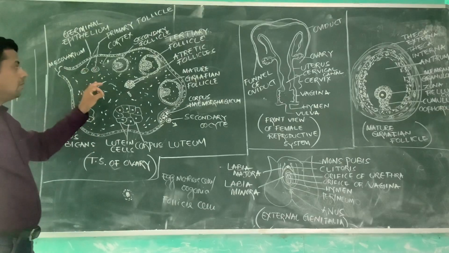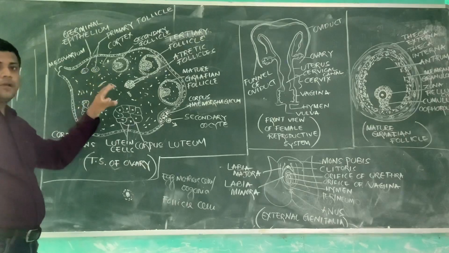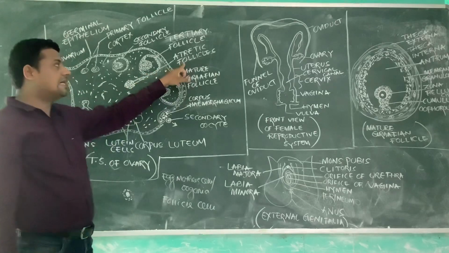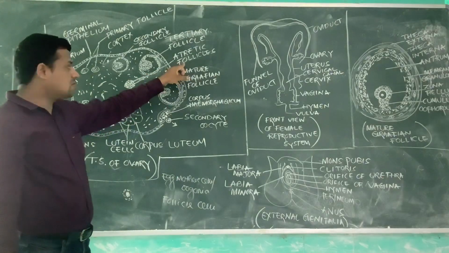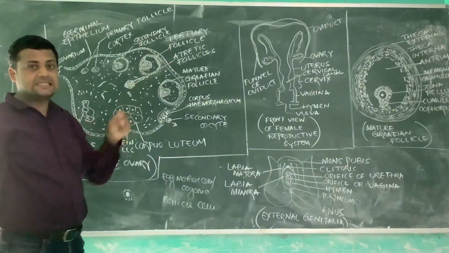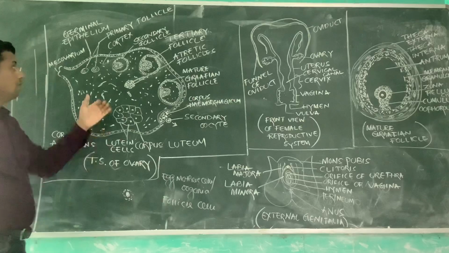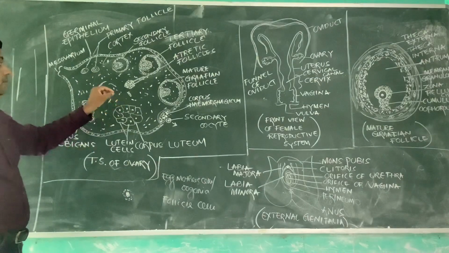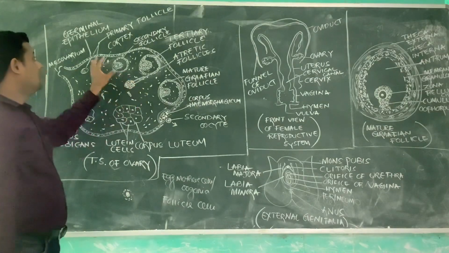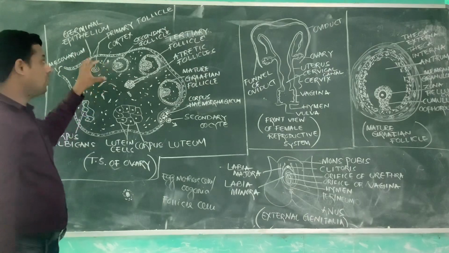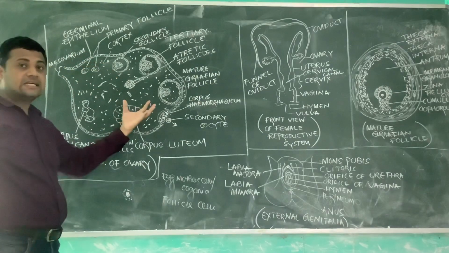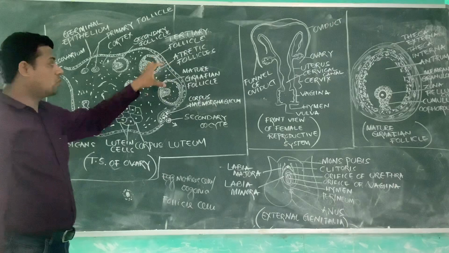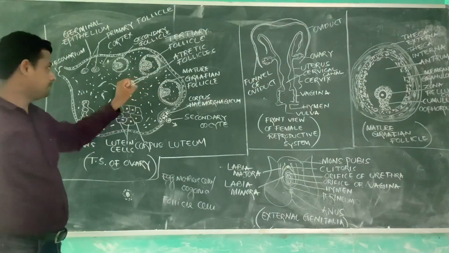But at that time, a number of primary follicles degenerate, and those degenerated primary follicles are called atretic follicles. And the process is known as follicular atresia. From birth up to puberty, many primary follicles degenerate, and the degenerated primary follicles are called atretic follicles, and the process is known as follicular atresia.